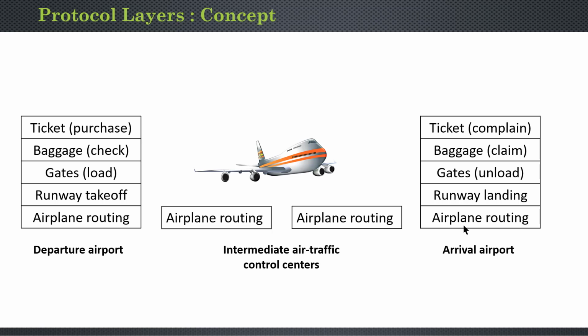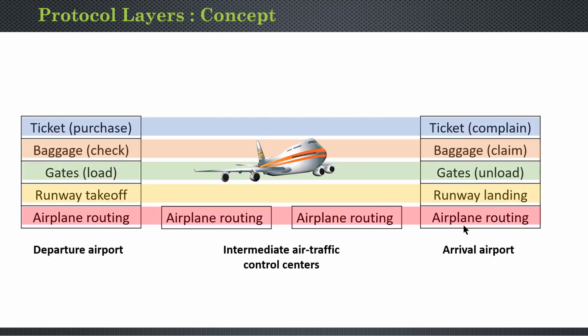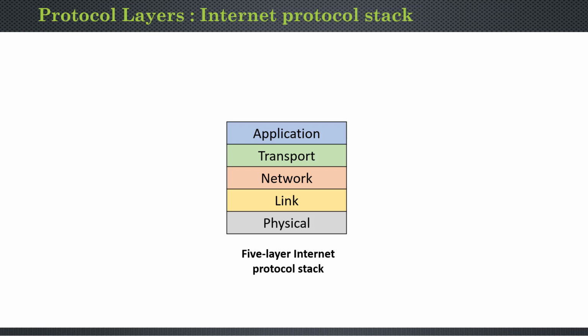Each layer combined with the layers below it implements some functionality or some service. For example, at the baggage layer and below, the transfer of a person and bags from baggage check to baggage claim is accomplished. The other layers act the same. Each layer provides its service by first performing some actions within that layer, and second by using the services of the layer below it. Let's come back to network protocols.